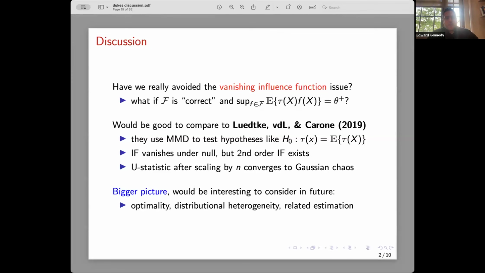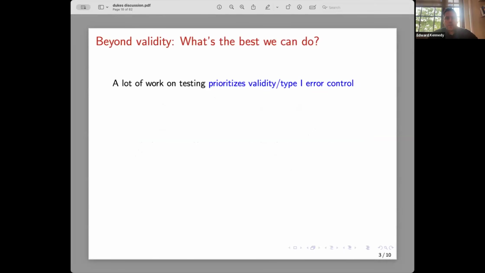So those are really my two very minor points. Yeah, it's just a really nice paper. And then it kind of spurred me thinking about some other issues, which I thought could be fun to just talk about for a few minutes. One is optimality. Another is going beyond means and thinking about heterogeneity on a distributional level. And then the third part is moving towards estimation beyond testing. So I'll just talk very briefly about all these.